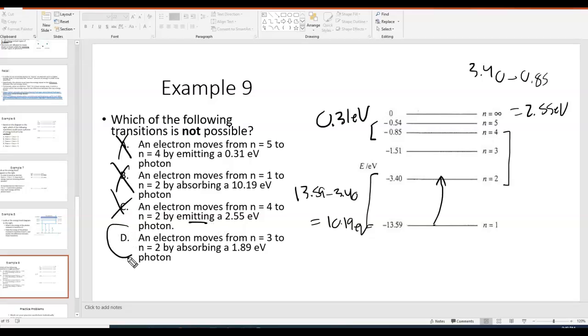Now, D is the correct answer. See if you can figure out what's wrong with D. The issue with D is not the number, because the gap size between 3 and 2 is in fact 1.89. The issue is that if you're going from a higher to a lower energy level, the only way that's possible is by emitting a photon, not absorbing a photon. So that transition is not possible. We did a lot of examples. Hopefully that helps. Please let me know if you have any questions.